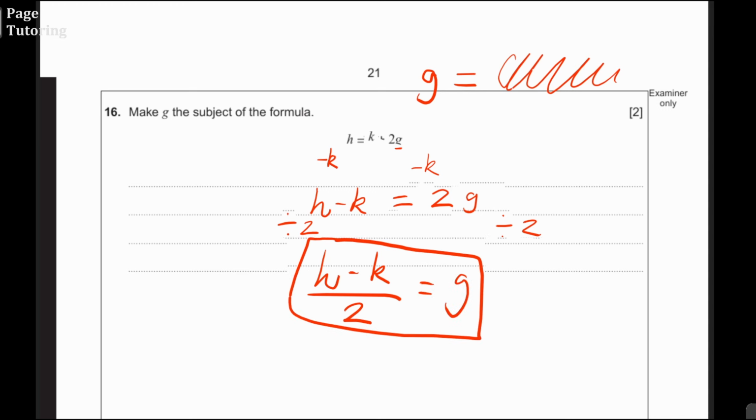Now you may be asking yourself, oh, algebra's really hard, what else is there to do? That's it. You've done 2 steps. You've got 2 marks. Nice and easy.